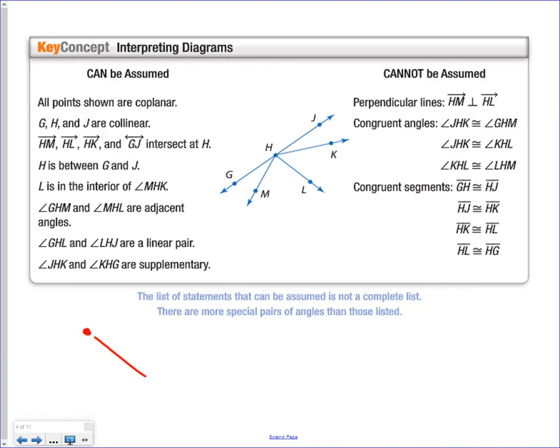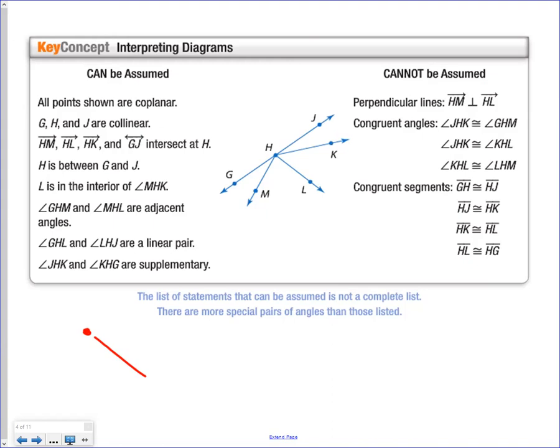This one kind of follows. L is in the interior of angle MHK. JHM and MHL are adjacent. Where are those? JHM and MHL. Again, if they appear to be adjacent, it follows from the ones above that now it has to be. Linear pair, that follows from being collinear. JHK and KHG being supplementary, that follows from them being collinear, right? So some of these are following from other parts.